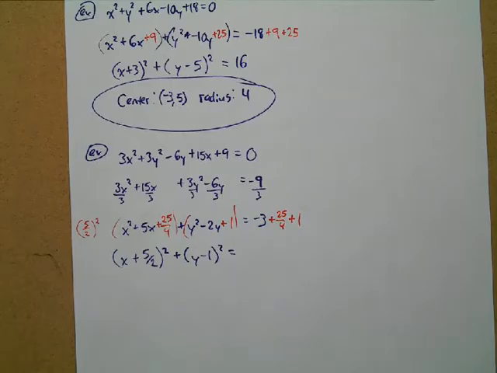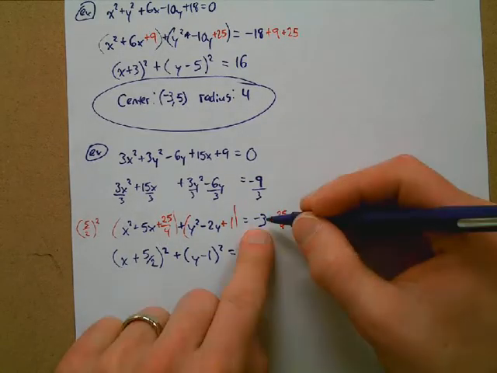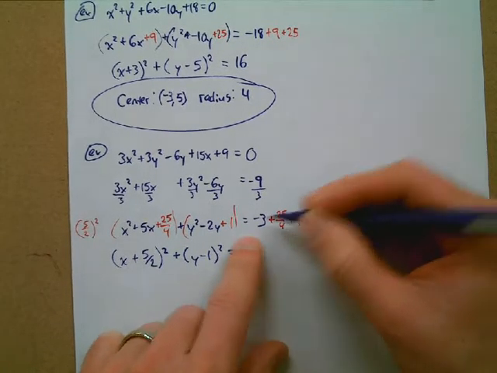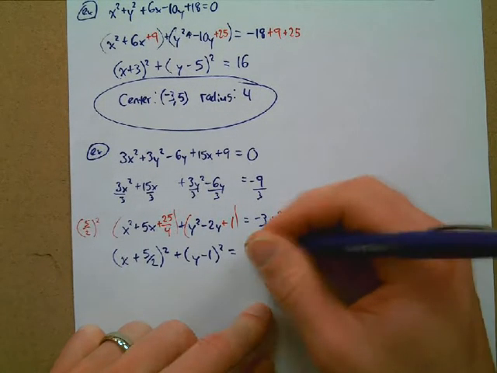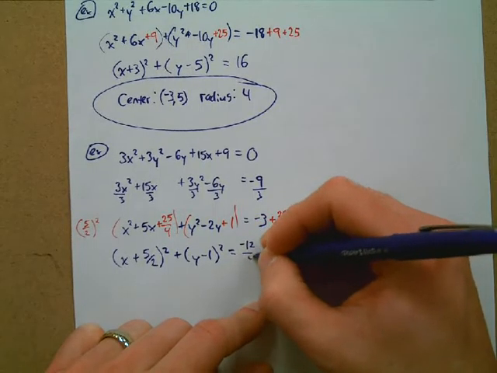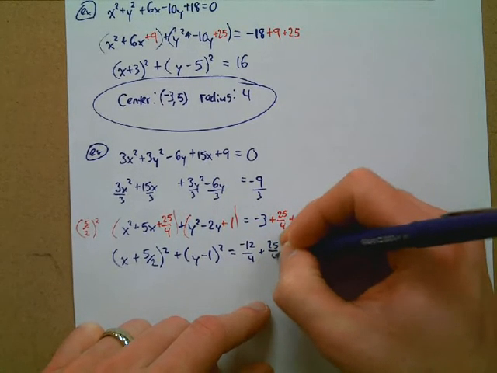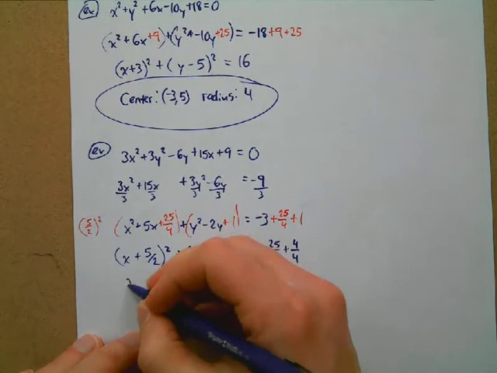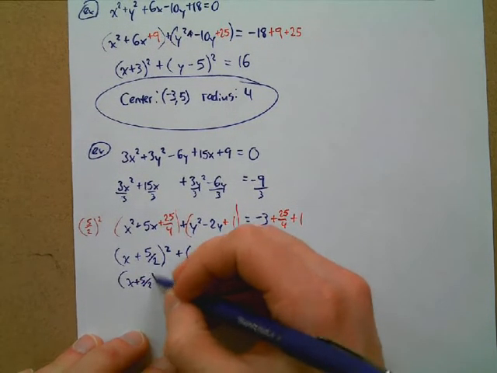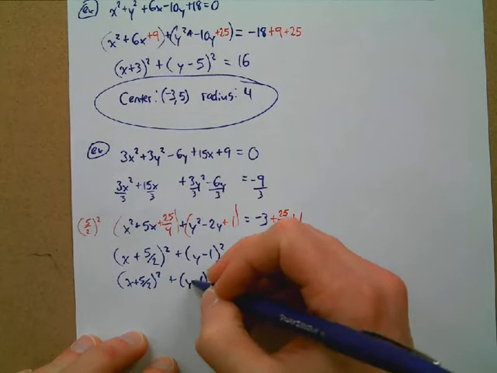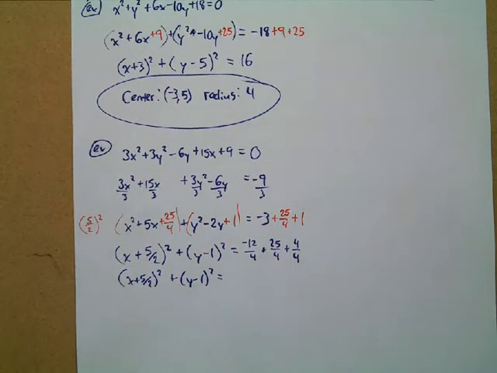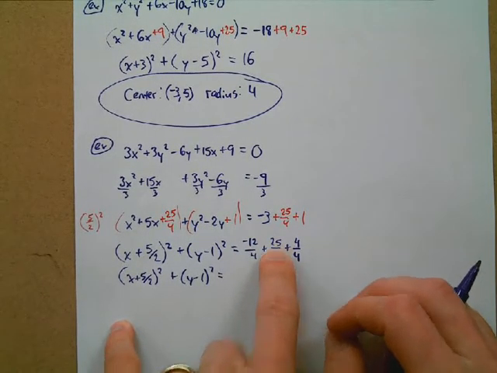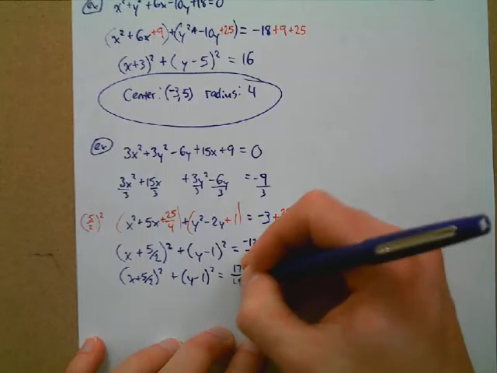So that means, okay, let's see here. Negative 12 plus 25 is going to be 13. Okay, plus 4 will be 17 fourths. All right, and so then our center is going to be negative 5 halves, comma 1. And our radius will be the square root of 17 over 4, which, if we simplify it, is root 17 over 2.